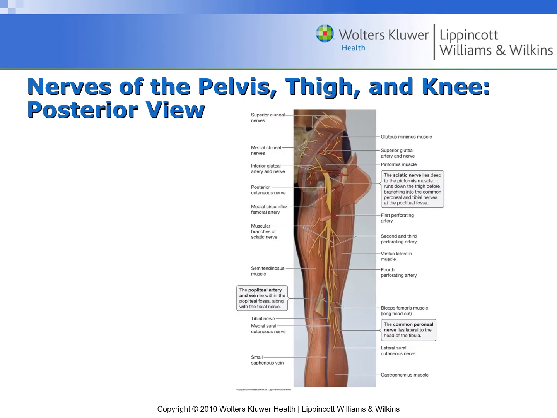And now we see the nerves of the pelvis, thigh, and knee from a posterior view. The sciatic nerve lies deep to the piriformis muscle. It runs down the thigh before branching into the common peroneal and tibial nerves at the popliteal fossa. The common peroneal nerve lies lateral to the head of the fibula. The popliteal artery and vein lie within the popliteal fossa along with the tibial nerve.